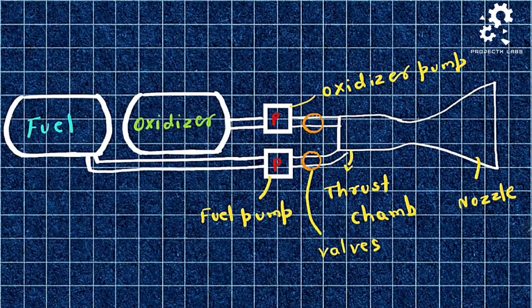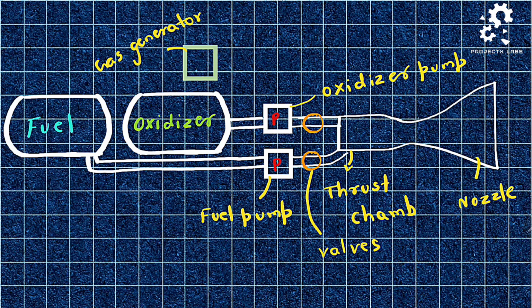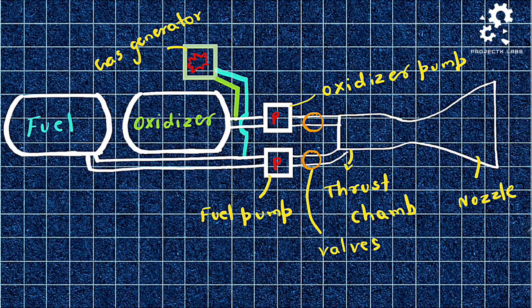But how do we operate the pump as there is no such powering device? So we create one. The gas generator. This extracts a small amount of fuel and oxidizer from the main line. It is mixed and subjected to combustion.